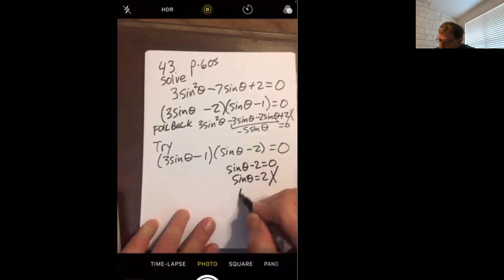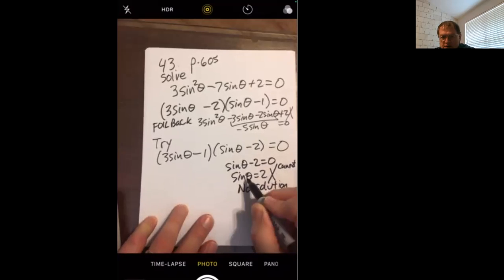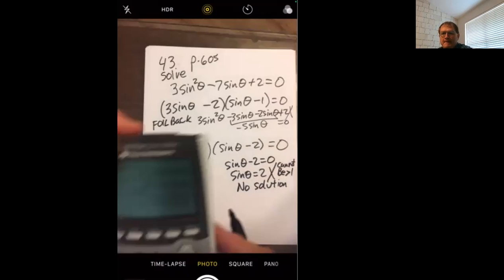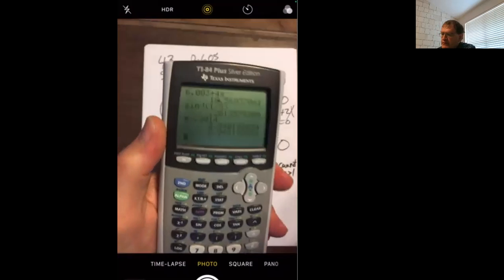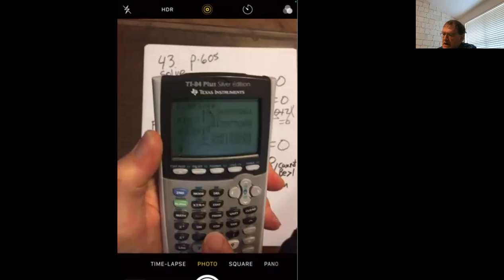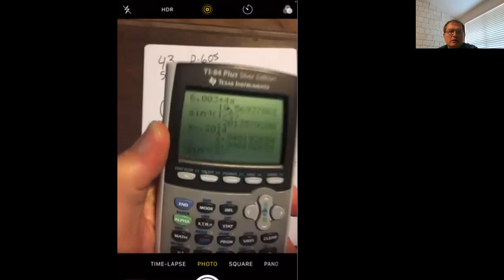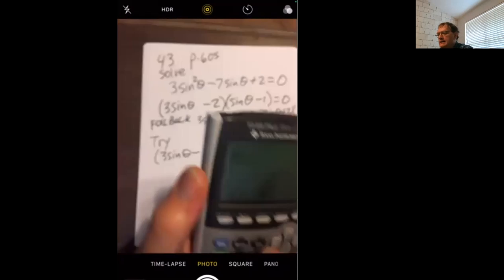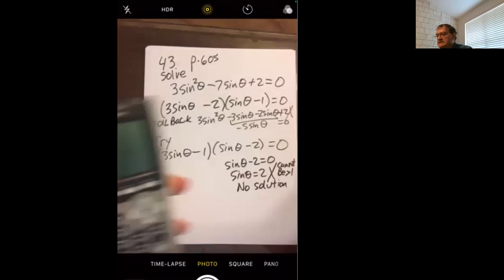Sine theta equals 2: no solution. It cannot be greater than 1. Remember we said sine and cosine can never be greater than 1. You can try it on your calculator, arc sine of 2, and you'll get a domain error. So you can easily spot that on sines and cosines.